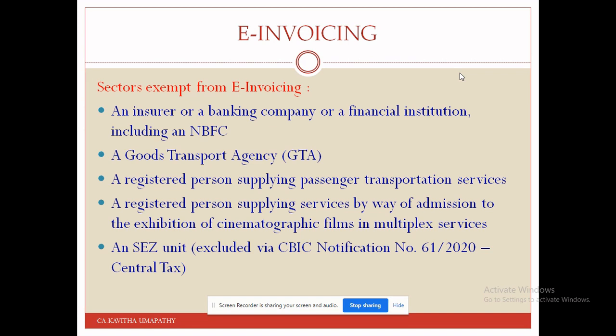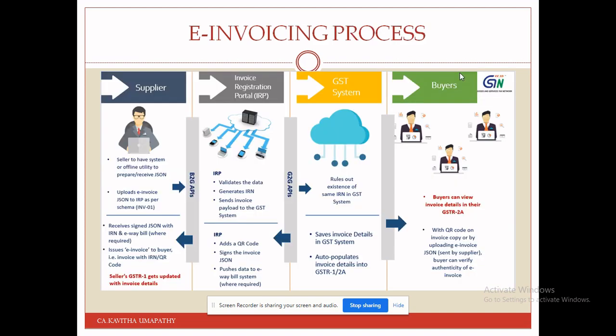Even the GTA, Goods Transport Agency, and a registered person supplying passenger transportation service like Ola, Uber. So these are the people supplying passenger transport, even the red bus. The people undertaking travel service for taking passengers also need not issue e-invoice. Similarly, services by way of cinematic films in multiplex theaters and an SEZ unit. All these people are exempted from e-invoicing even if their turnover exceeds the prescribed limit.